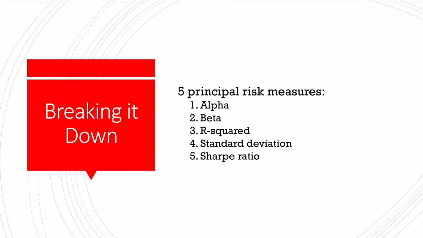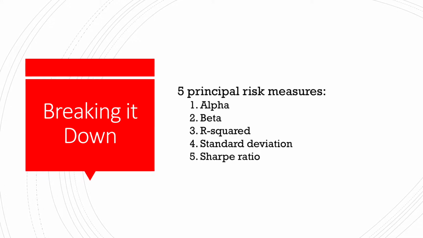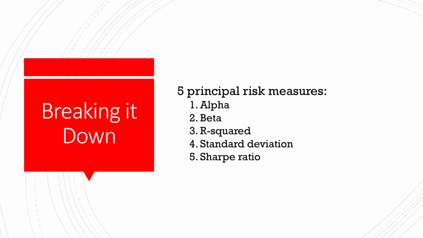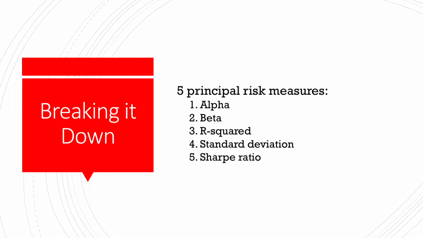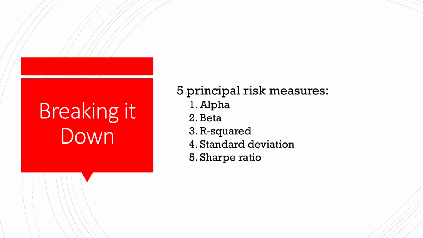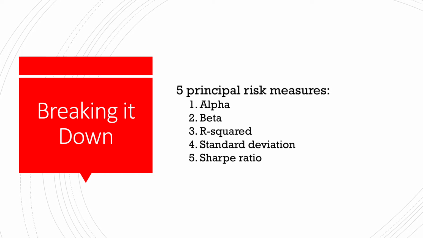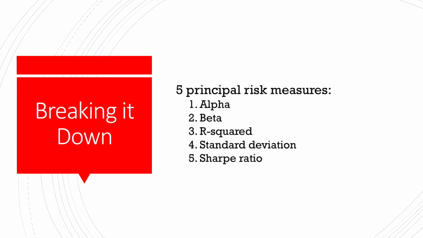When breaking down measuring risk, there are five principal risk measures. These include alpha, beta, R-squared, standard deviation, and Sharpe ratio. These can be used individually or together to perform a risk assessment, the ideal way to compare potential investments. Alpha measures risk relative to the market or a selected benchmark index. Beta measures the volatility or systemic risk of a fund in comparison to a market or a selected benchmark.